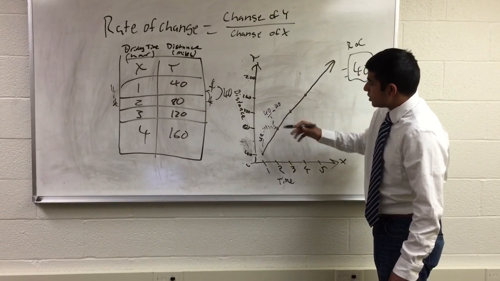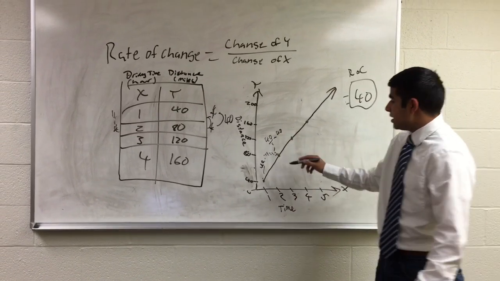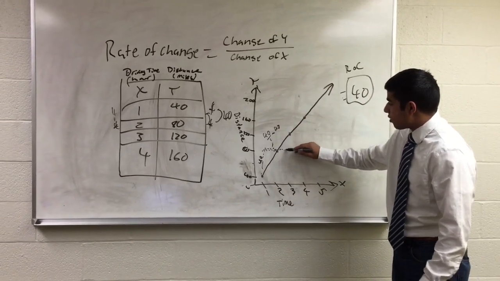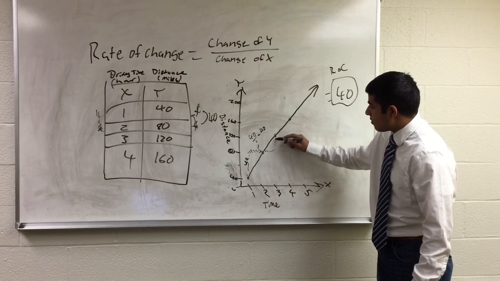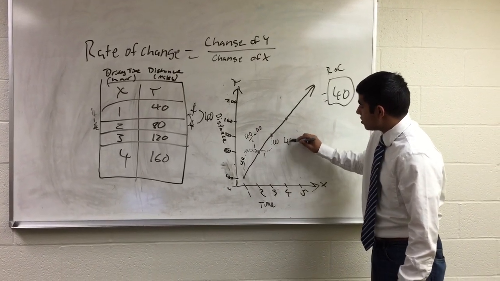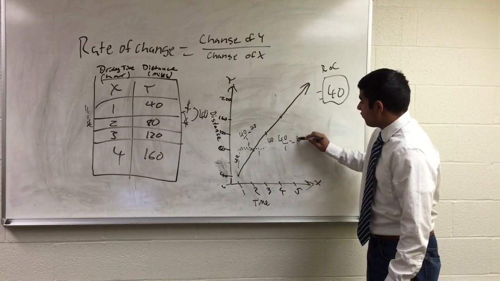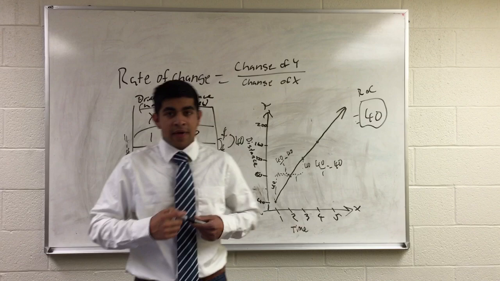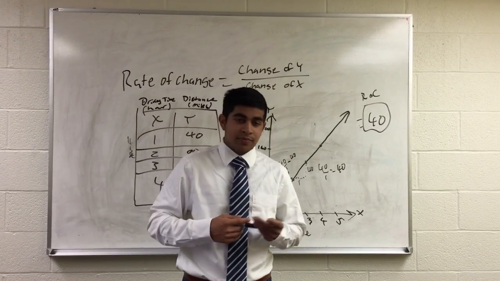So if you're in a rush and you don't have time to do the math, you can easily count up and over, or you can count to the side, go over 1 spot and go up 40. You just do the count over. It's 40 over 1 still, which equals 40. So that is the basic way of finding the rate of change, or rise over run.